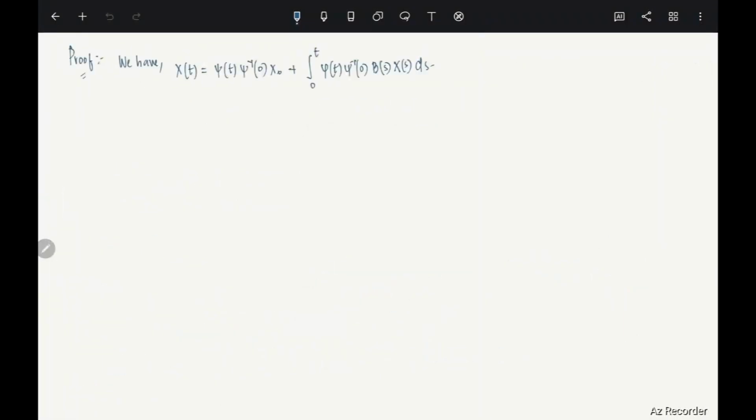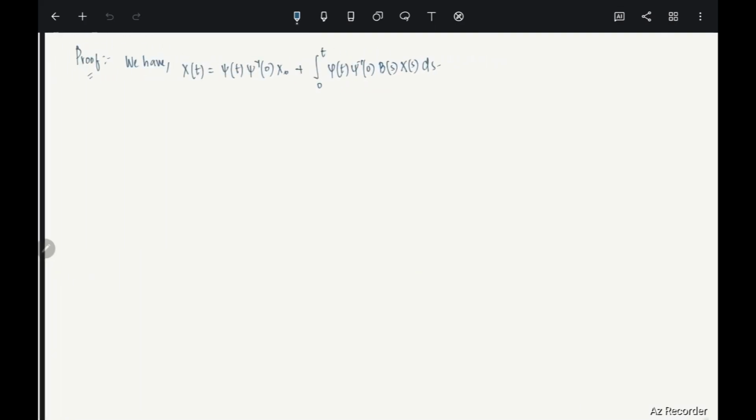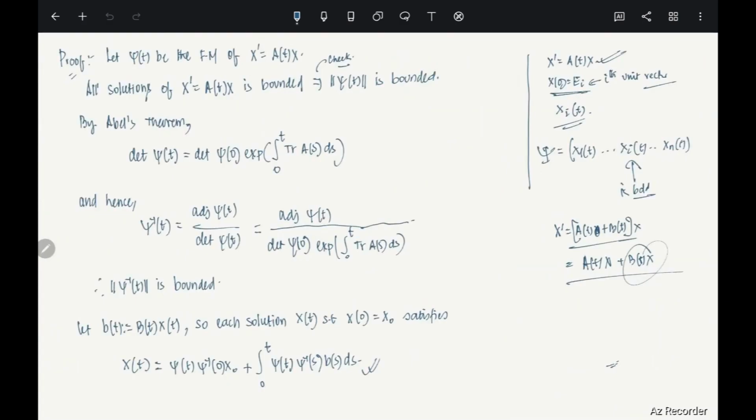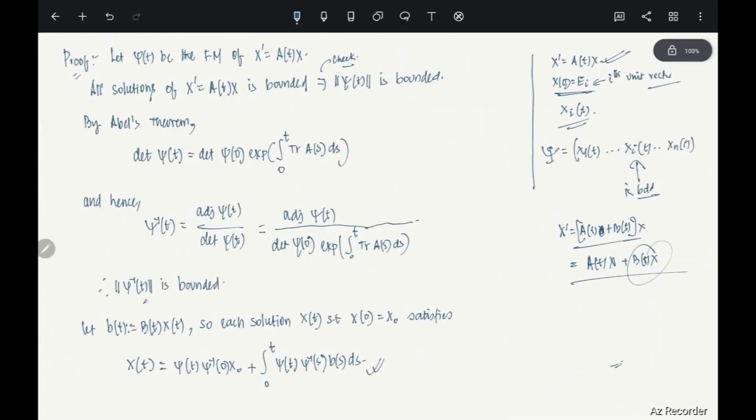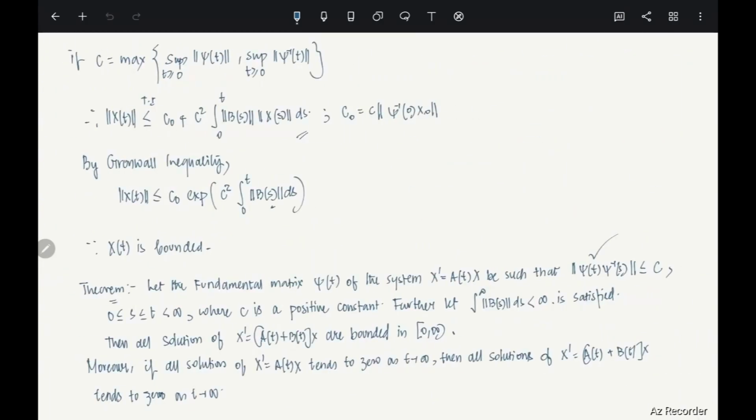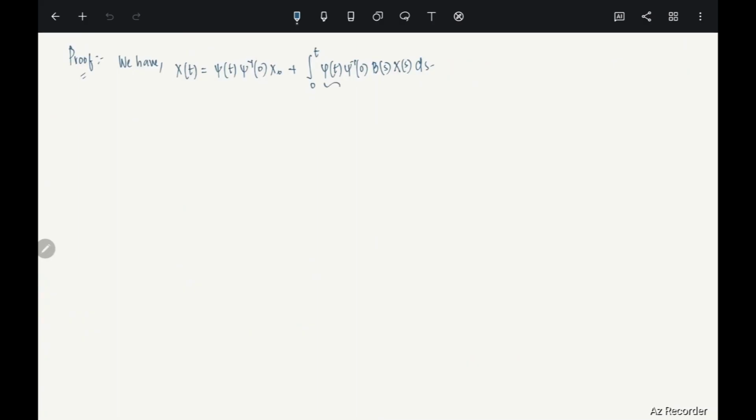So you see, what I am going to do is this. In the earlier proof, we did it independently. We proved that the norm of psi inverse of t and the norm of psi of t are bounded. Then you take the maximum of those two and dominate it. Here we are doing it a little bit differently. All solutions of the homogeneous problem are bounded, so the norm of phi of t is going to be bounded. That's given. And phi t, phi inverse of 0 is given to be bounded, right? So let's say this bound is given by C or whatever.